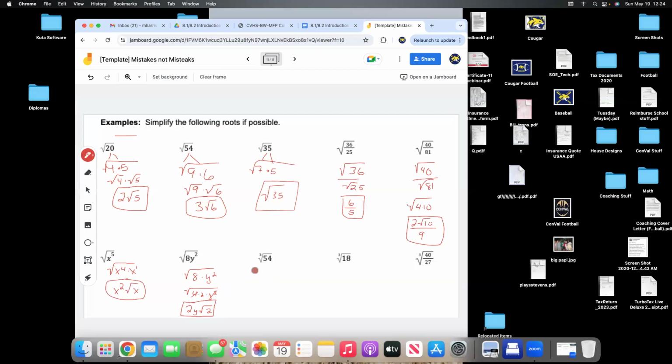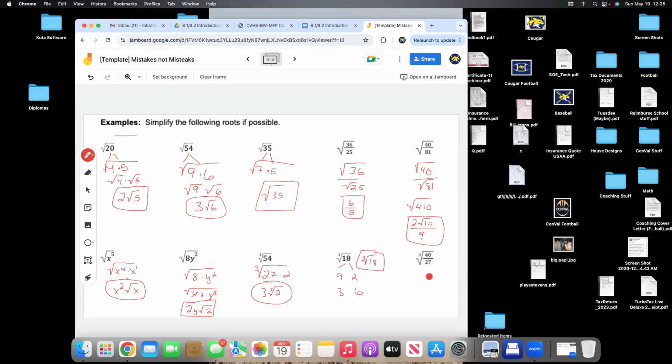Next, cube root of 54. Well, we can rewrite the cube root of 54 as 27 times 2. And the cube root of 27 is 3. So we have 3 cube root 2. Next, cube root of 18. 18 can be split into 9 and 2. Well, 9 is not a perfect cube. It can be split into 3 and 3. Neither one of those are perfect cubes. So the cube root of 18 simplified is the cube root of 18.